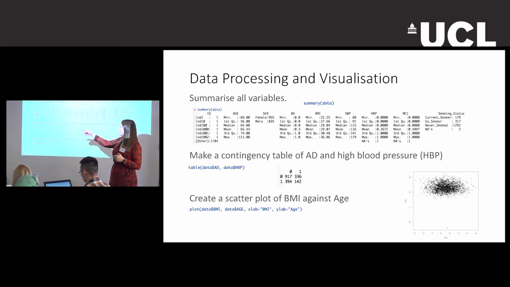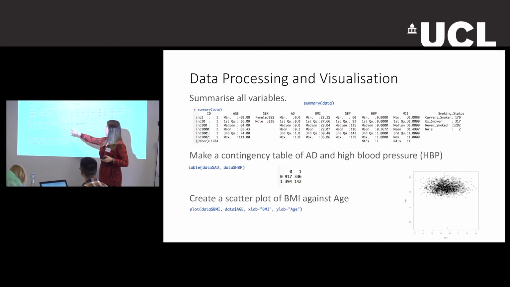And then the second one is to make a contingency table. This is just a 2x2 table to find out the number of people who have AD and high blood pressure, the number of people who don't have AD and don't have high blood pressure, and also the other groups in between. So similar to the odds ratio tables we looked at earlier. R has this table function, and because AD and high blood pressure are coded as 0 and 1, 0 if they don't have AD, 1 if they do, that's why you get these labels here. But you can add labels to this as well.